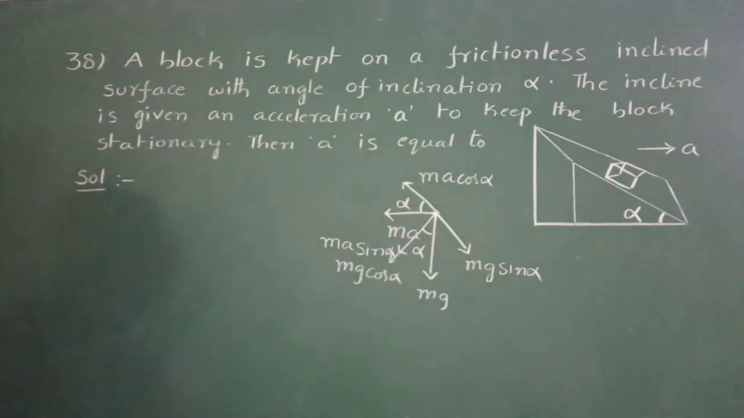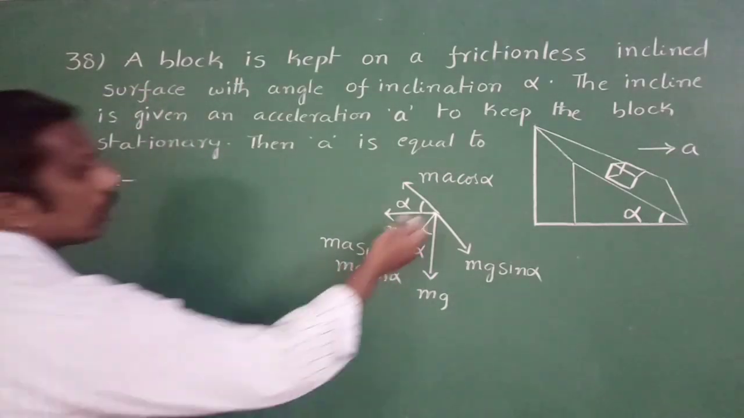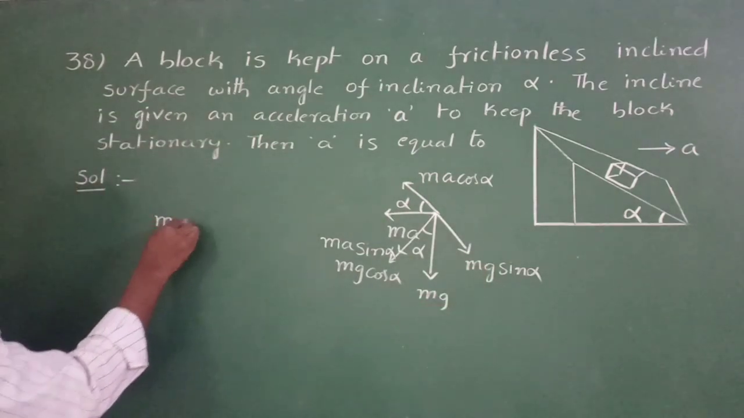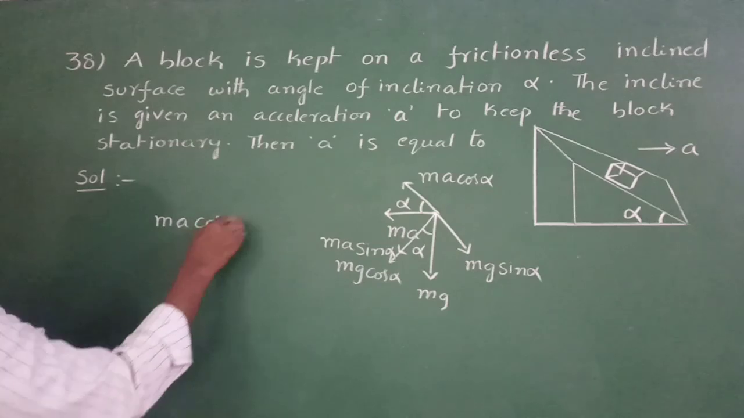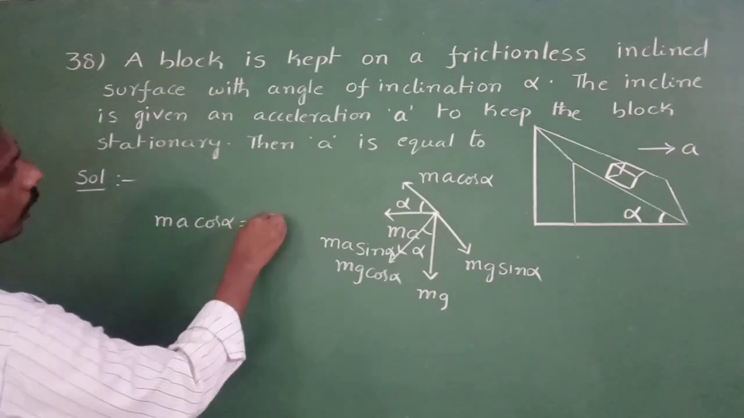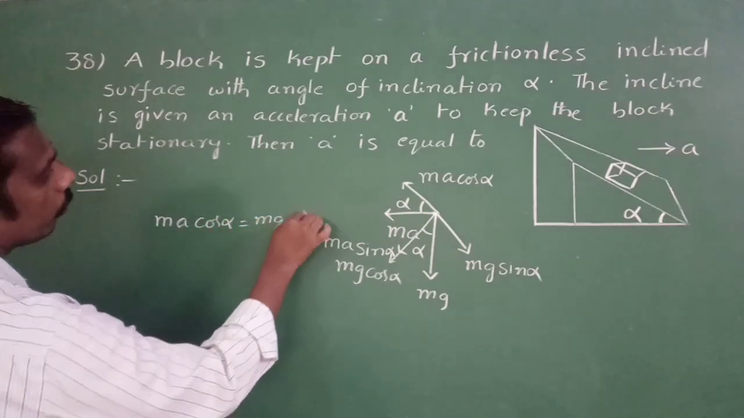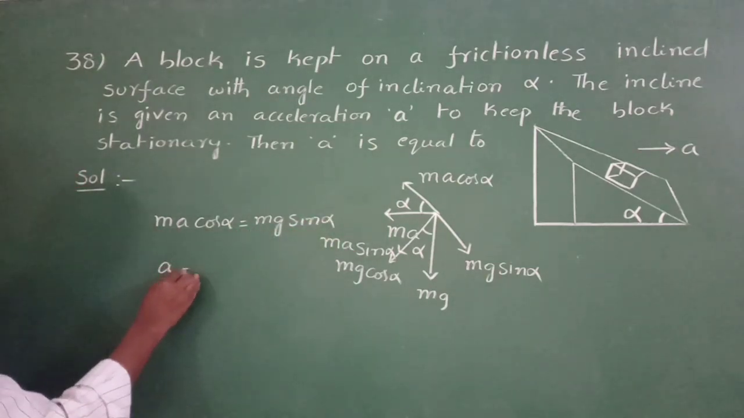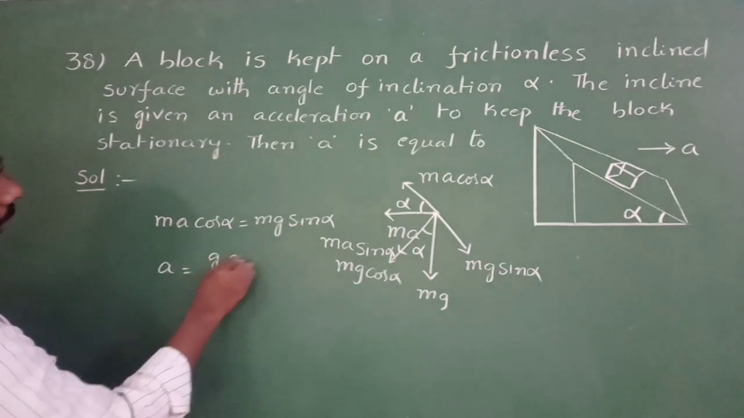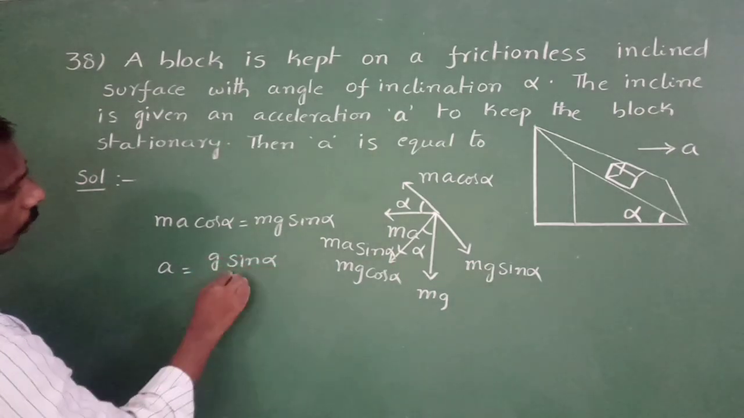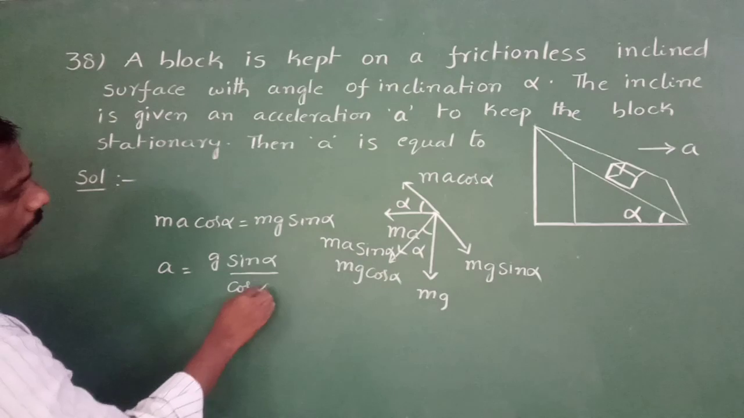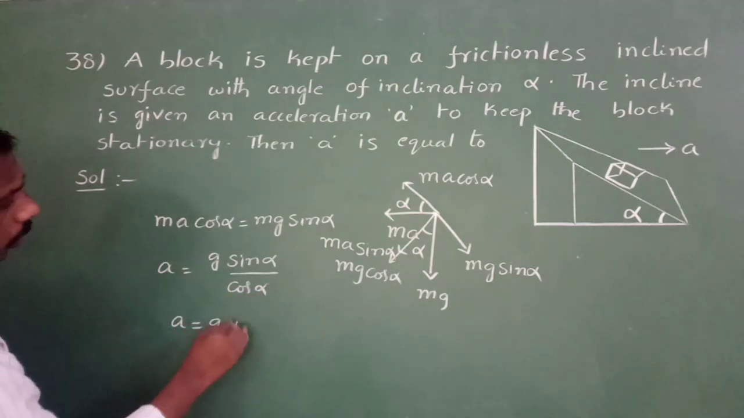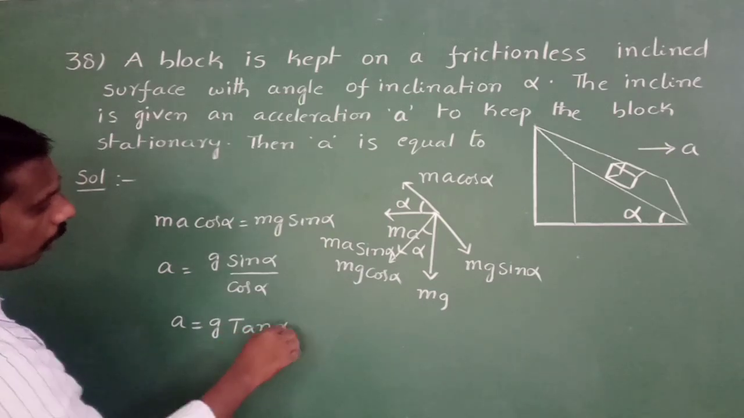Here, the block is stationary. Stationary means the upward force is equal to the downward force. So ma cos alpha is equal to mg sin alpha. In this case, m gets cancelled. a is equal to g sin alpha by cos alpha. Sin alpha by cos alpha is equal to tan alpha. So a is equal to g times tan alpha, we can get.